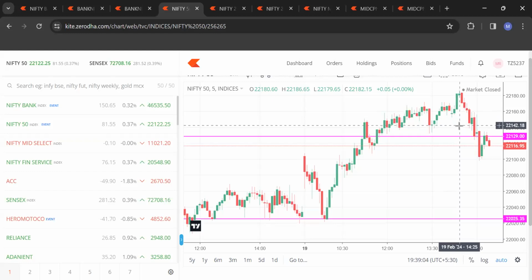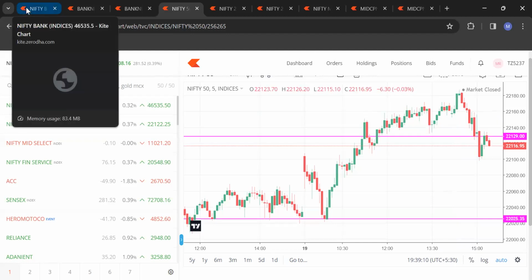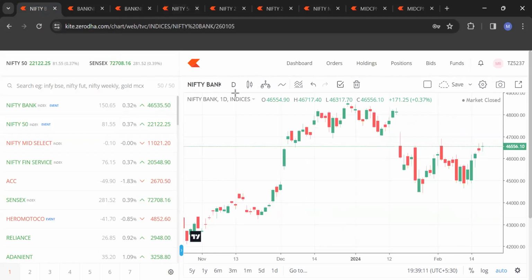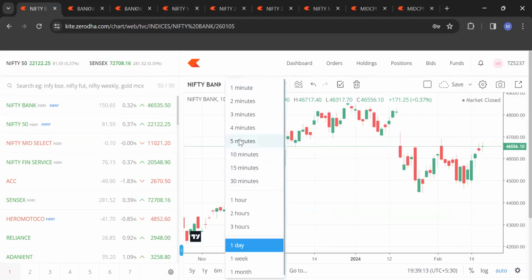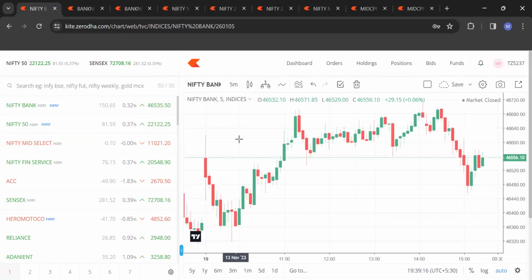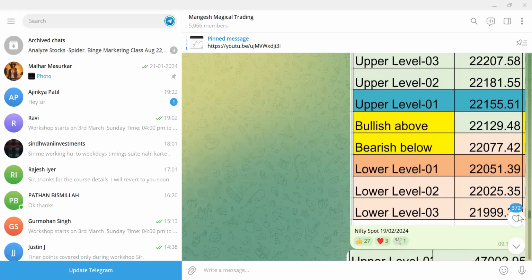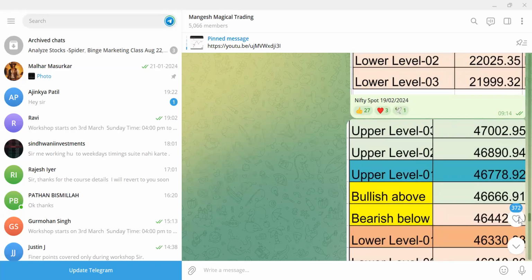Now, how could you have understood that the price will fall down from here? Simple, Bank Nifty told you. I had posted a level of Bank Nifty at that time, that it is failing to breach above the buy above level. Now see the buy above level of Bank Nifty. Let's scroll it down. See, bullish above 46,666.91. You have this level, 46,666.91.